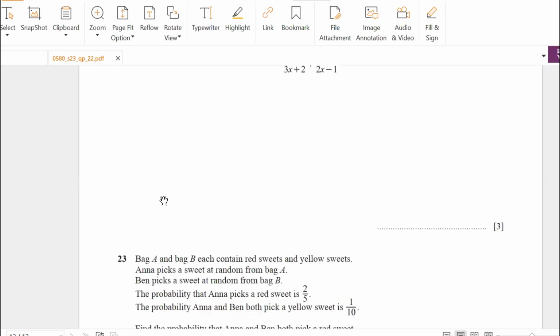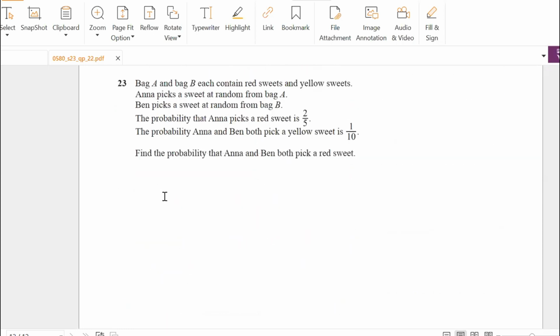Next one, which is the last question. So look, what is the given information? We will try to sort out those things first. For example, bag A and bag B each contain red sweets and yellow sweets. Anna picks a sweet at random from bag A, and Ben picks a sweet at random from bag B.